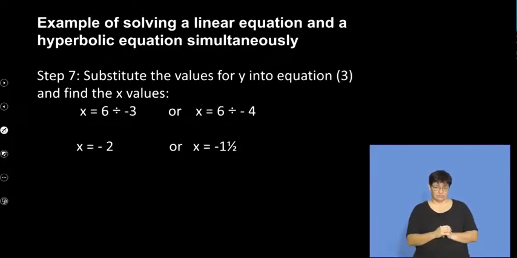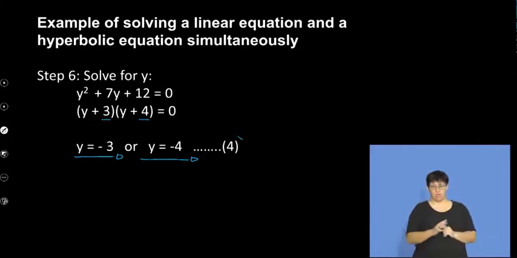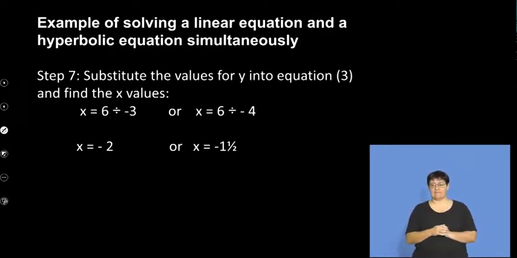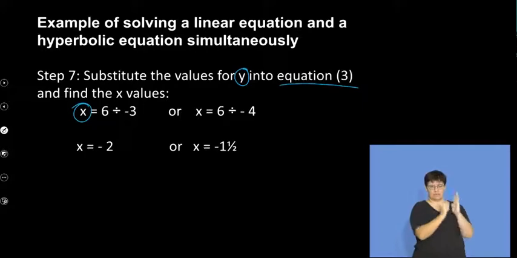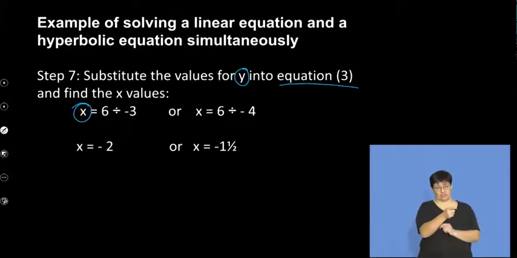Now, I just labeled this equation 4, right? But it's not really an equation. It's just to say this is the fourth important thing that you need to note. You will substitute these values of y into equation 3. Why equation 3? Because remember, equation 3 already had x as the subject of the formula. So you don't need to manipulate again or do anything. You just need to plug in whatever that y is, the two y values, and then simplify accordingly.